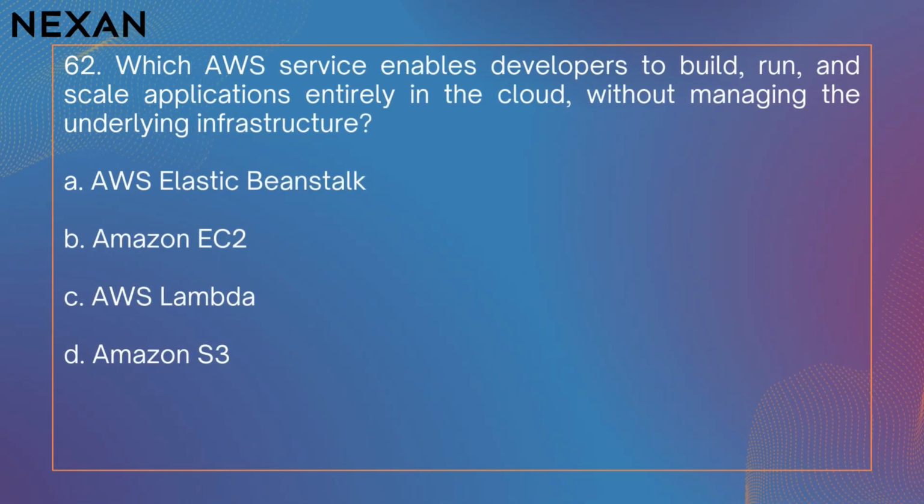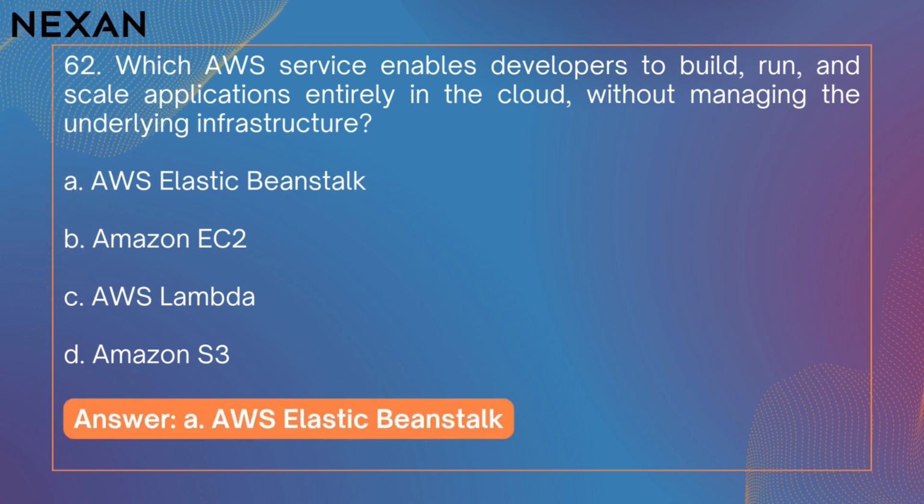62. Which AWS service enables developers to build, run, and scale applications entirely in the cloud without managing the underlying infrastructure? A. AWS Elastic Beanstalk. B. Amazon EC2. C. AWS Lambda. D. Amazon S3. Answer: A. AWS Elastic Beanstalk.